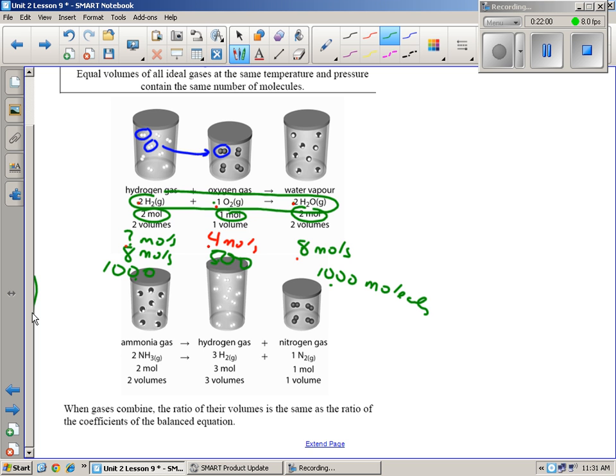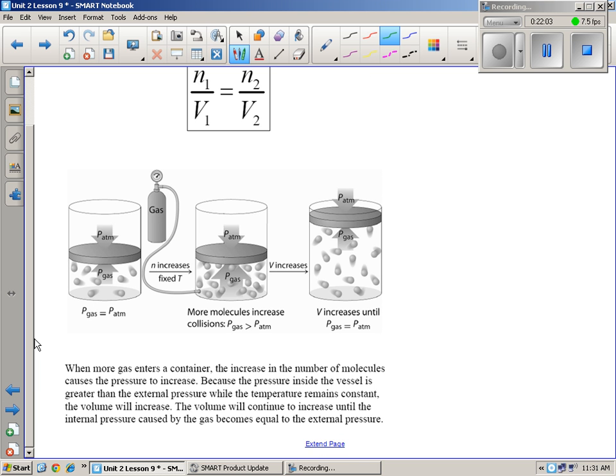Let's just finish up one more thing here, real quick, and then I'll let you guys go. This is an example of Avogadro's law. Pressure outside equals the pressure on the inside. If you pump more gas into here, you are increasing N, the number of molecules. What happens when you increase N? You get more collisions. More collisions equals more pressure. So this becomes much bigger than that.